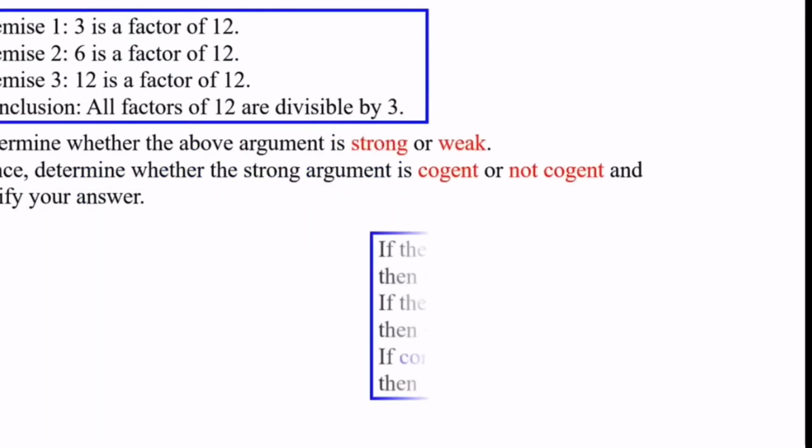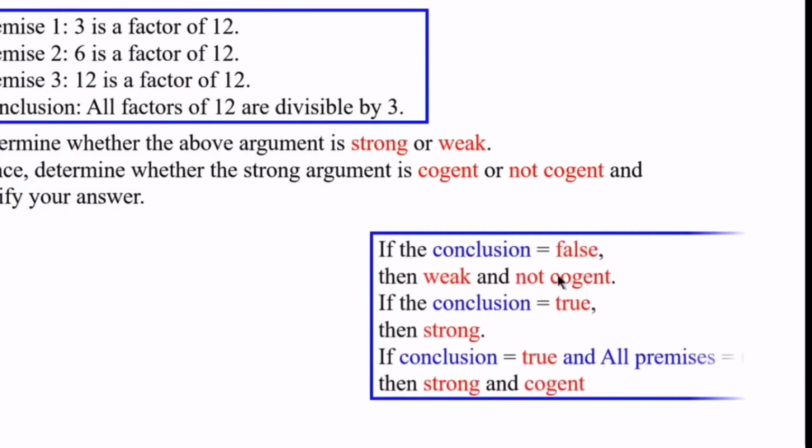Let's study how to do this kind of question. Before we do, we need to understand this. If the conclusion is false, then the argument is weak and not cogent. If the conclusion is true, then the argument is a strong argument.